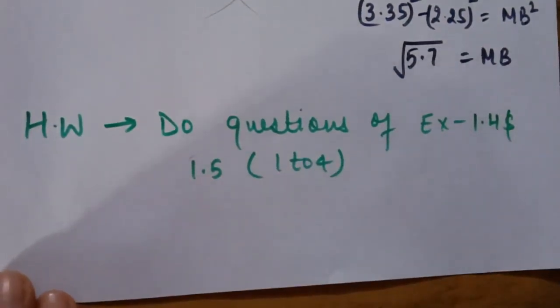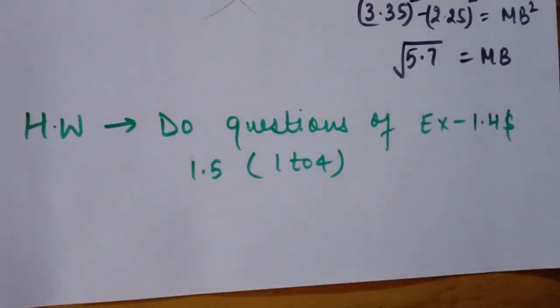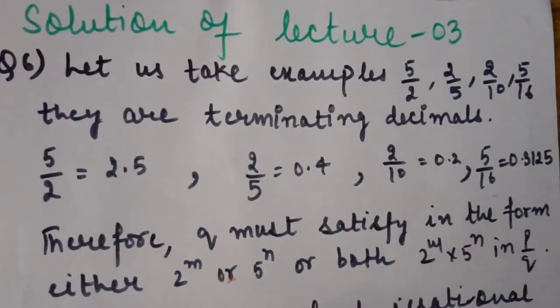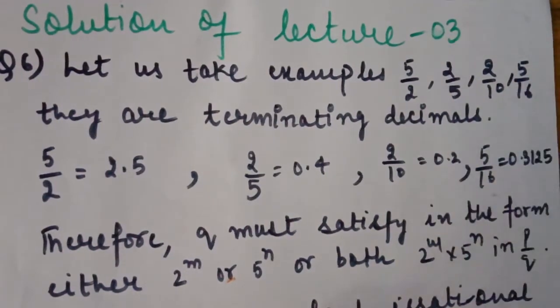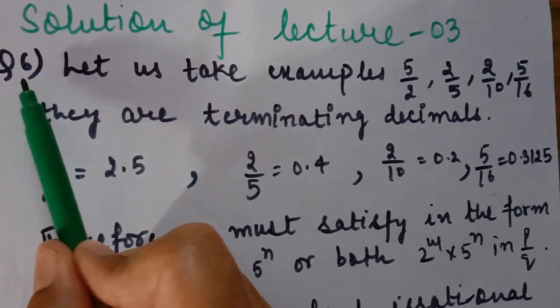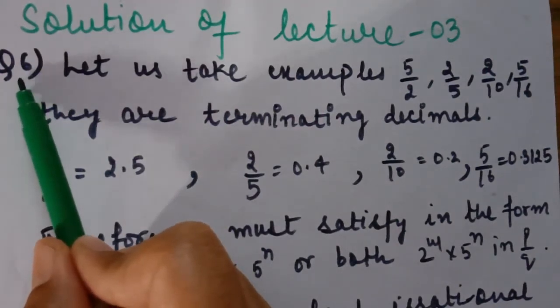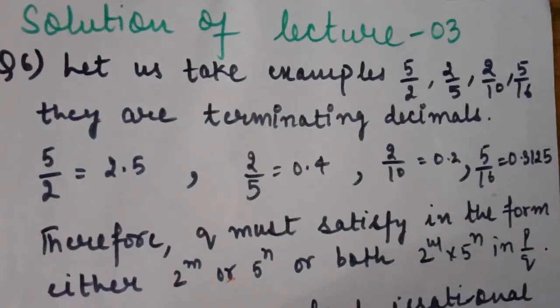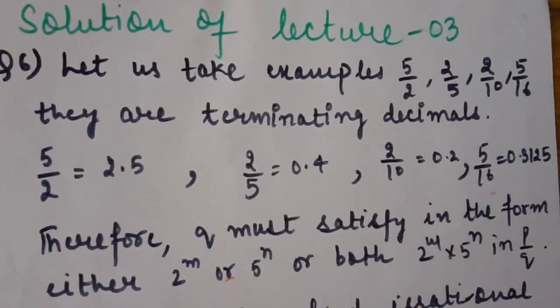Now the solution of your previous lecture. This is the solution of your previous lecture, lecture number 3. In lecture number 3 we discussed your exercise 1.3. Question number 6 is: look at several examples of rational numbers in the form p upon q, where p and q are integers with no common factor other than 1, having a terminating decimal representation.